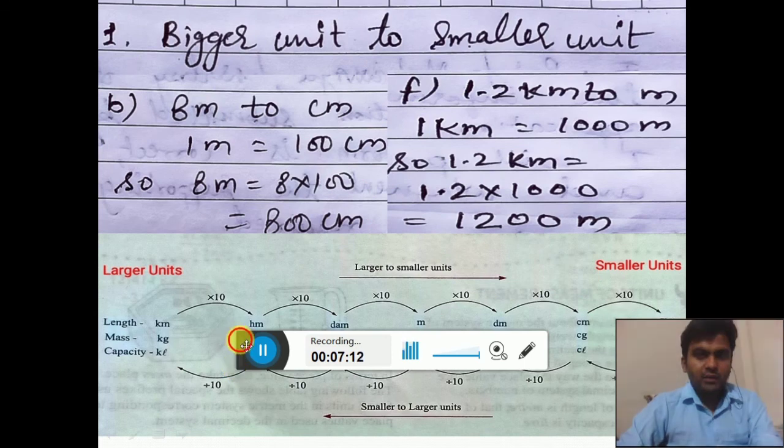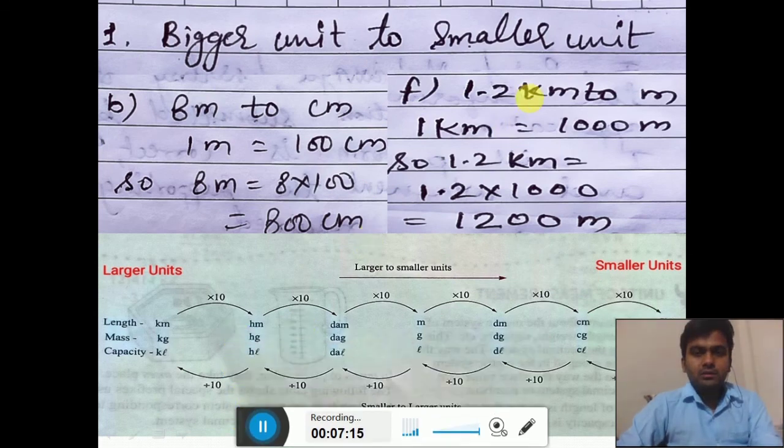Now see the next question. Question number F. Kilometer into the meter. Now just think in your mind, is kilometer a smaller unit or larger unit than the meter? I think kilometer is the bigger unit than the meter. So what do we have to do to change a larger unit into the smaller unit? We have to multiply the number.